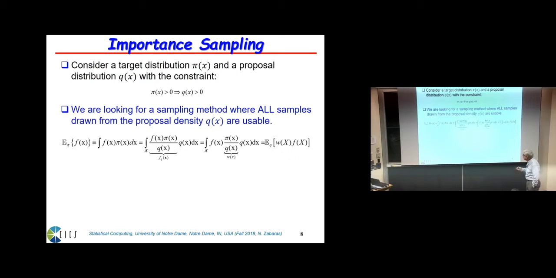Can you see that? It's an expectation with respect to q, not of f, but f times pi over q, which is another function. As a matter of fact, I call that function f subscript q. Or, if I call this ratio pi over q as w, then my new estimator is really an expectation with respect to q of w times f, where w is the ratio pi over q.